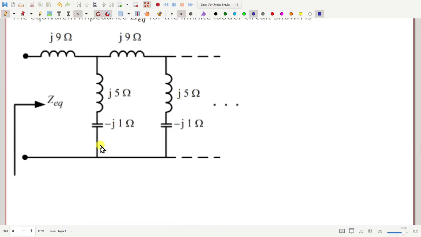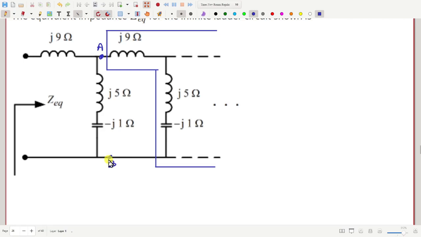Okay, so now how do we solve this? If I consider this part of the circuit, from here to the extreme right, and call this node A and this node B, how much is the impedance between A and B seen from the left side? It should again be ZEQ. Yes, absolutely.